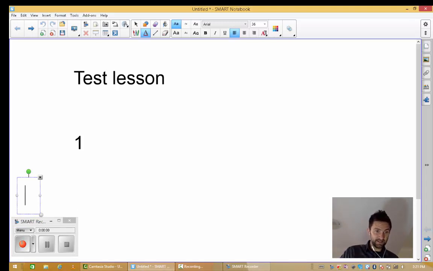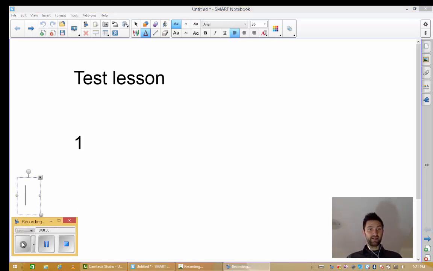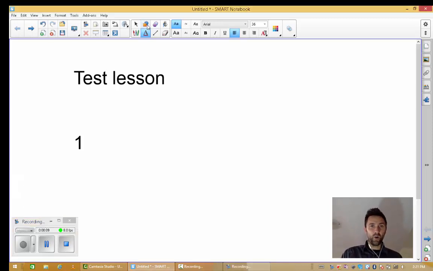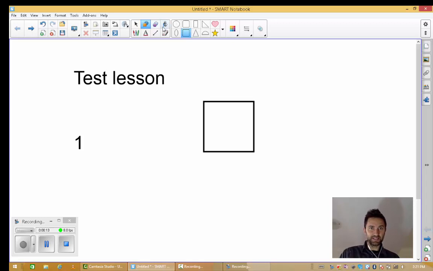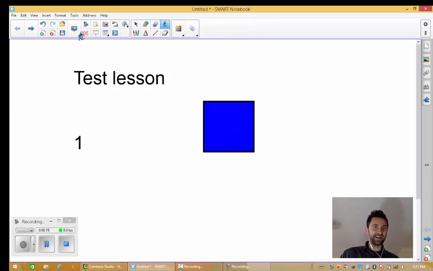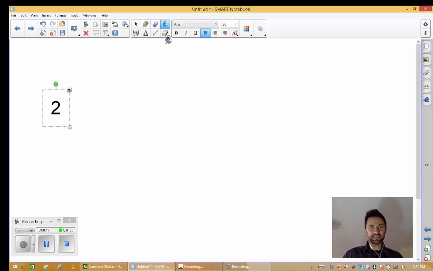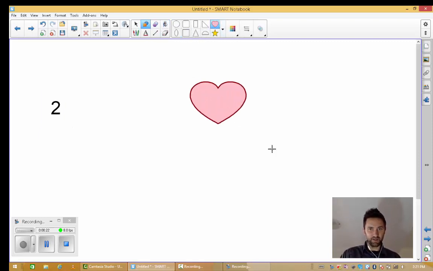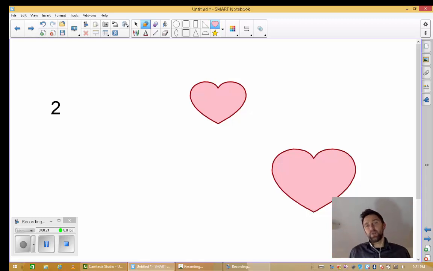So click, initializing, and we're now recording. So hello students, welcome to the lesson. We're going to learn about the number 1, and I would like to draw 1 square. So here's 1 square, and I'll even fill that square in, students. Isn't that great? And the next part of the lesson, guys, is the number 2. So we're going to be looking at love hearts in number 2. So we'll draw a couple of love hearts and so on.